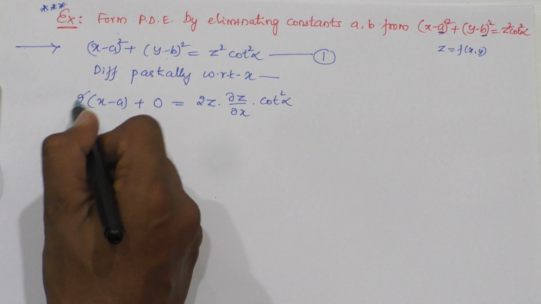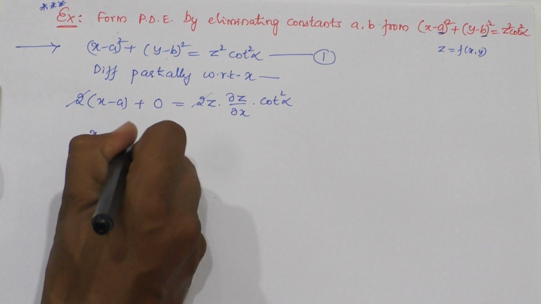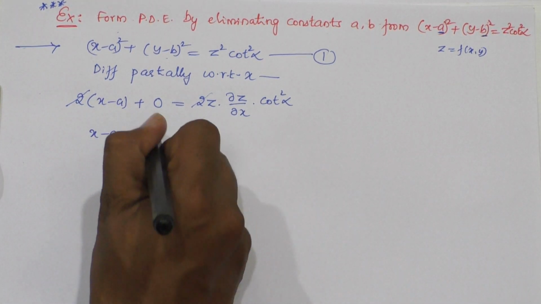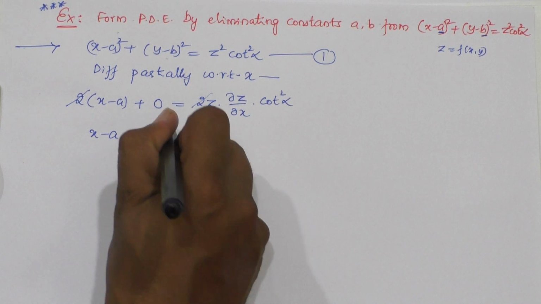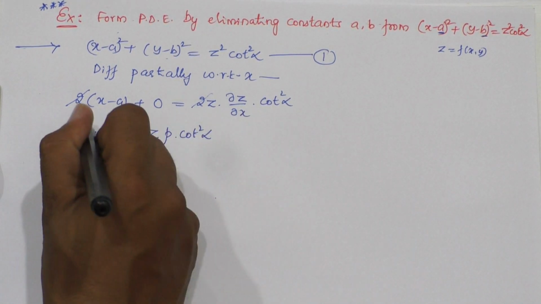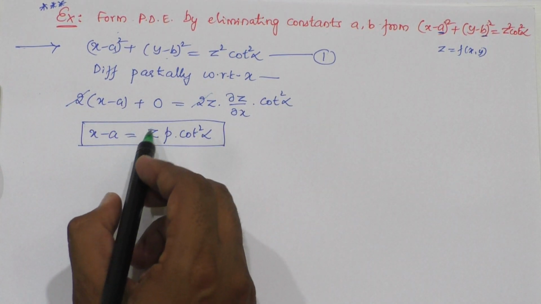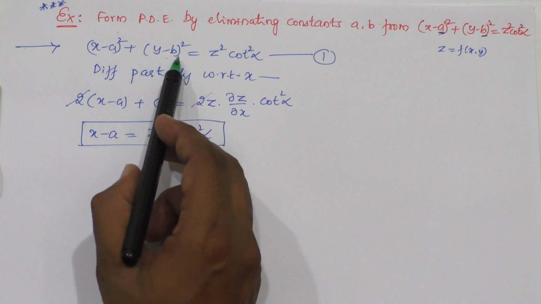So here on both sides the 2 gets cancelled. So x minus a equals, with ∂z/∂x denoted by p, p cot square alpha. So this is what we got for x minus a. In the same way we need to find the expression for y minus b.